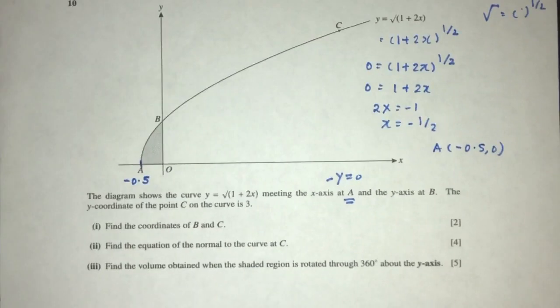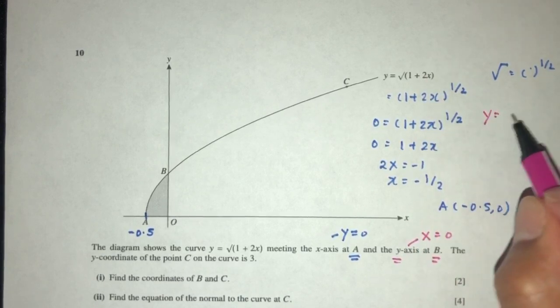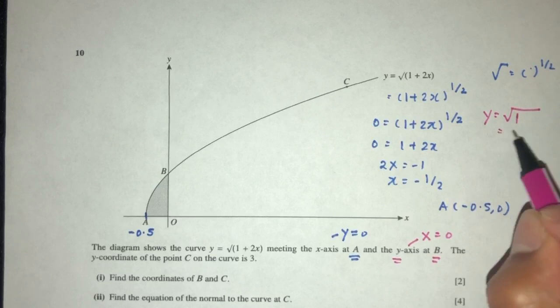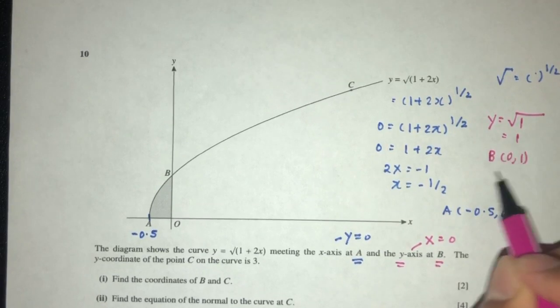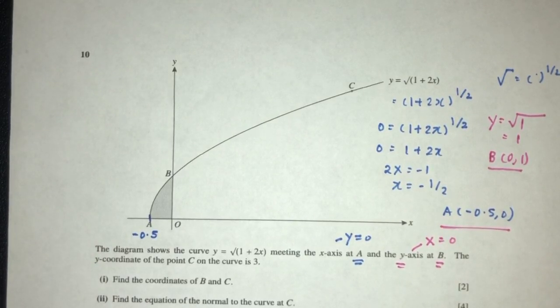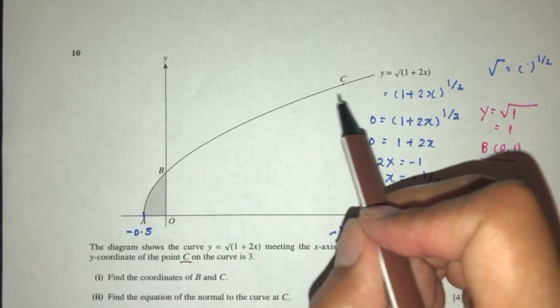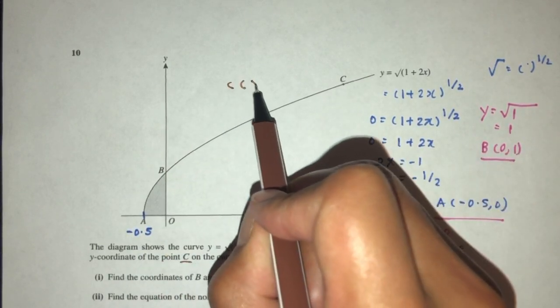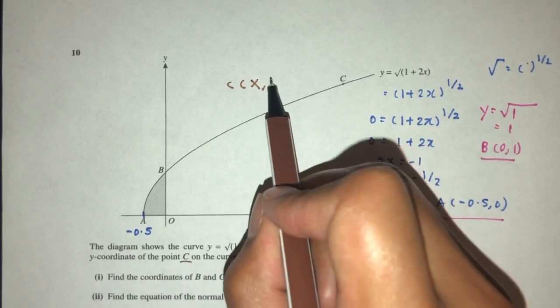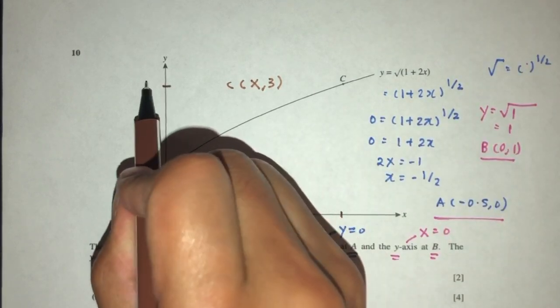Now what else? It meets the y-axis at the point B, so we can find the point B as well. So at the point B, on the y-axis, the value of x will be 0. Replace, you will have y is equal to root of 1. That should be 1. The point B will be (0, 1). Point A, point B found right away. Now, the y coordinate of the point C is 3. Here we have a point C. The x value we don't know, but the y value of the point C is 3.